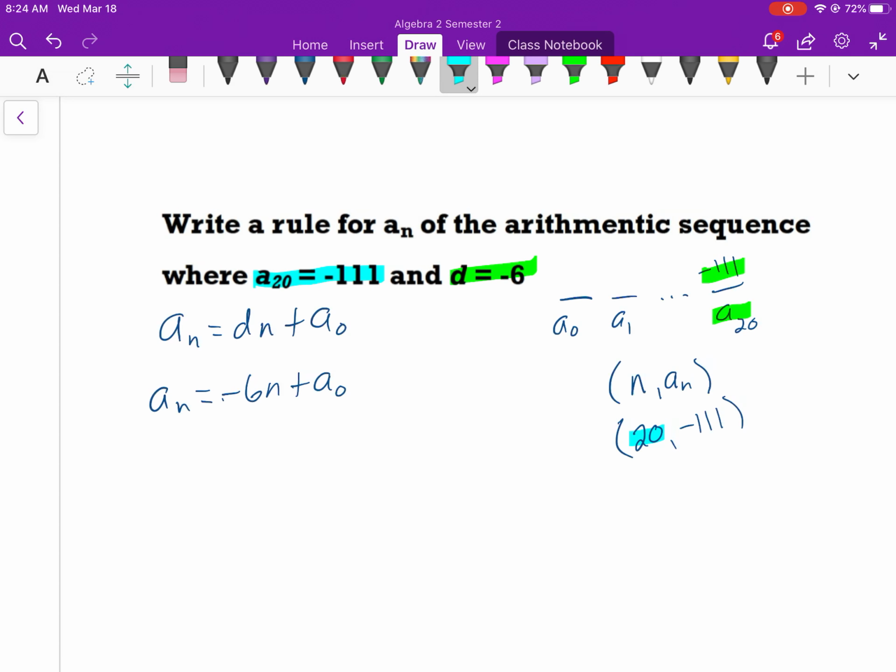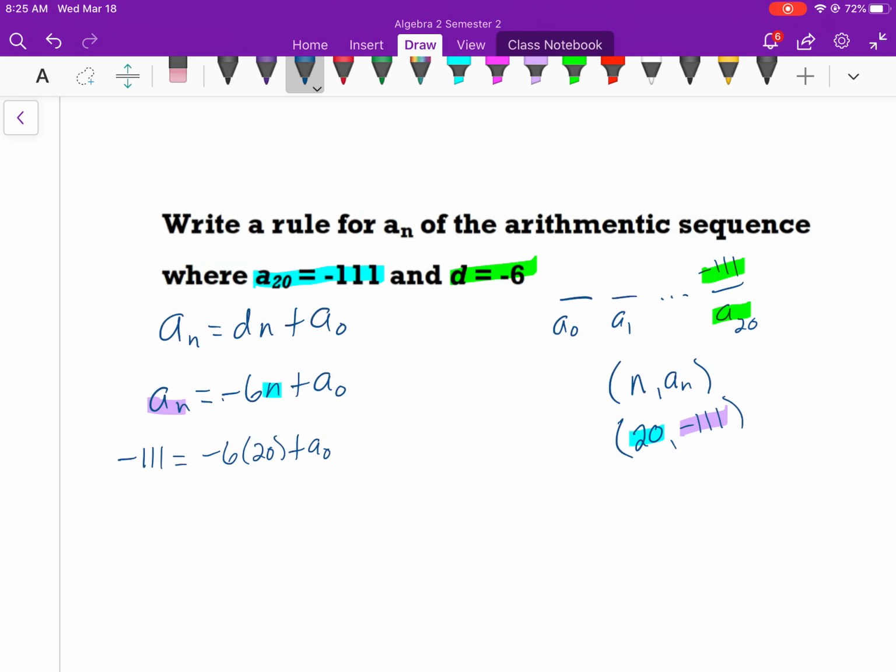Here's n, here's a sub n. I can take those, plug them in to help me find my a sub 0. Just like when we're on a line and I need to find that y-intercept. If I have any point on the line, I can find that y-intercept. So we have negative 111 is equal to negative 6 times 20 plus a sub 0.